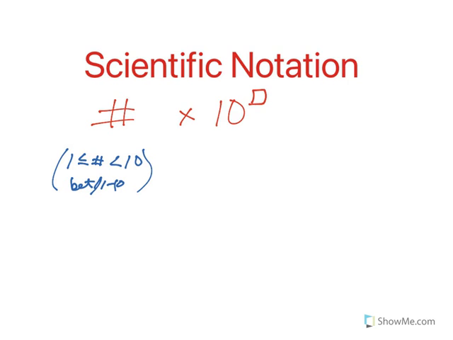So the way we do that is we have a number, and this number is going to be greater than or equal to 1, but less than 10. Okay, so it has to be between 1 and 10 is how you'll hear a lot of people talk about that, right? And then we're going to take that number and multiply by 10 to some power. Now, this exponent is going to be positive if our standard form number is greater than 10, and it will be negative if our standard form number is less than 1.